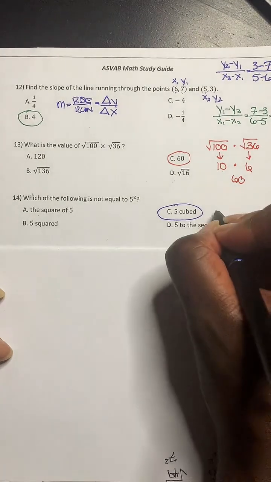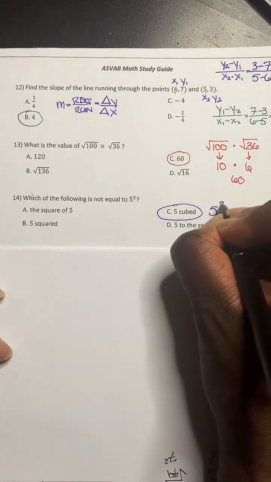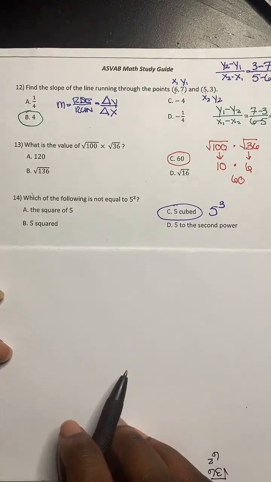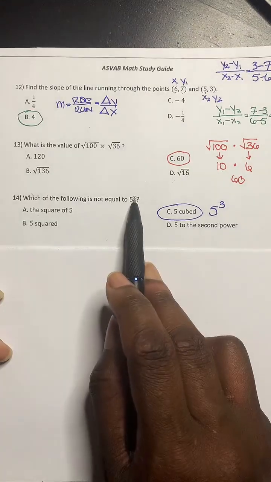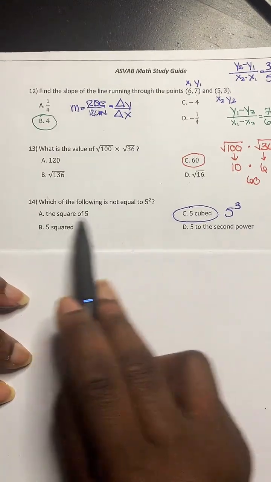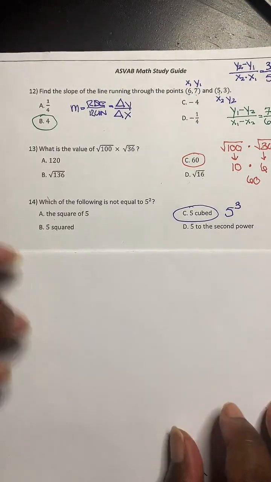5 cubed is the same as saying 5 to the third power. That's what 5 cubed means. 5 to the second power, that's what this is saying. 5 squared, that's the same name. The square of 5, that's the same name.